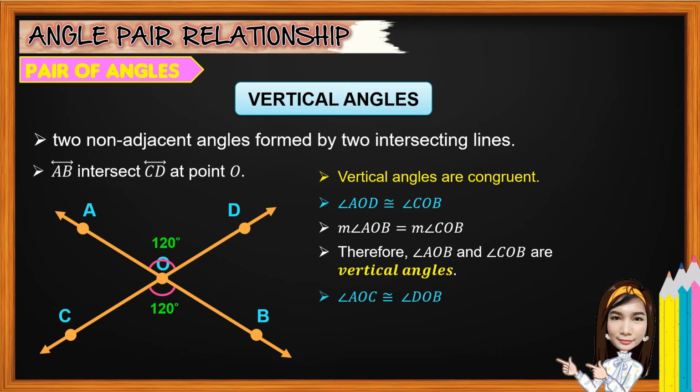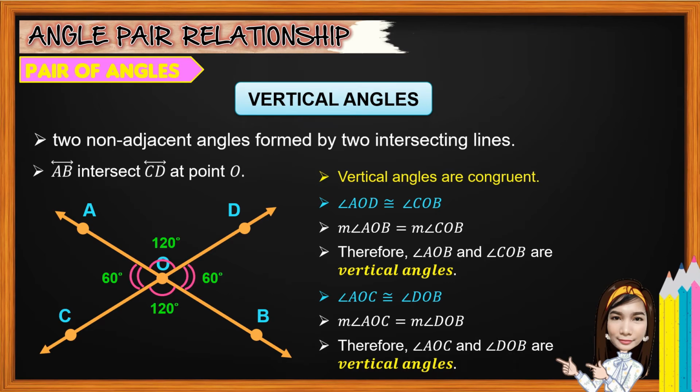Next, we have angle AOC congruent to angle DOB. Given the measure of angle AOC is 60 degrees, therefore, the measure of angle DOB is also 60 degrees. The measure of angle AOC is equal to the measure of angle DOB. So we can also say that angle AOC and angle DOB are vertical angles.